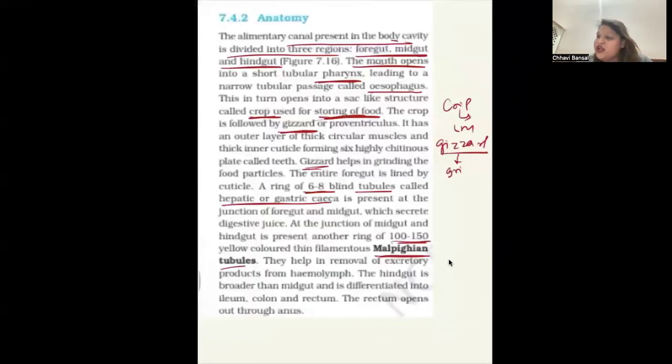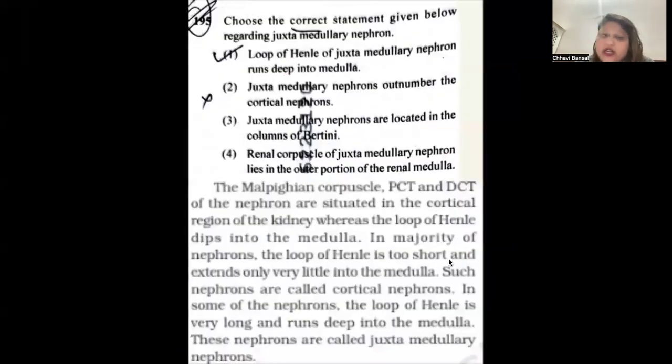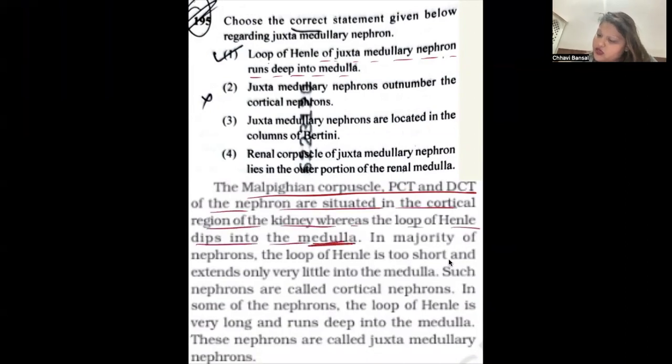Okay. Next question. This is again from the excretory system. It talks about the loop of Henle. The correct statement: loop of Henle of juxtamedullary nephron runs deep in the medulla. There are 2 regions, cortex and medulla. The cortex is the outer region and the medulla is the inner region. Let's read this. Malpighian corpuscle, PCT, and DCT are situated in the cortical region of the kidney, whereas the loop of Henle dips into the medulla, meaning juxtamedullary nephrons. In the majority of nephrons, the loop of Henle is too short and extends only a little into the medulla. Such nephrons are called cortical nephrons. In some nephrons, the loop of Henle is very long and runs deep inside the medulla. So this is correct.